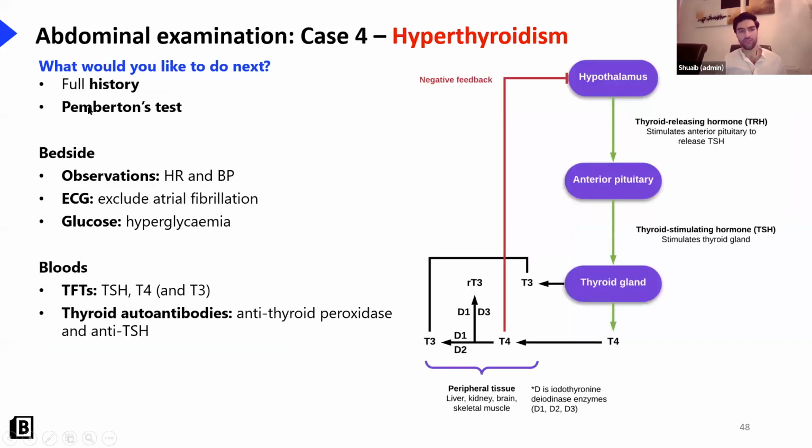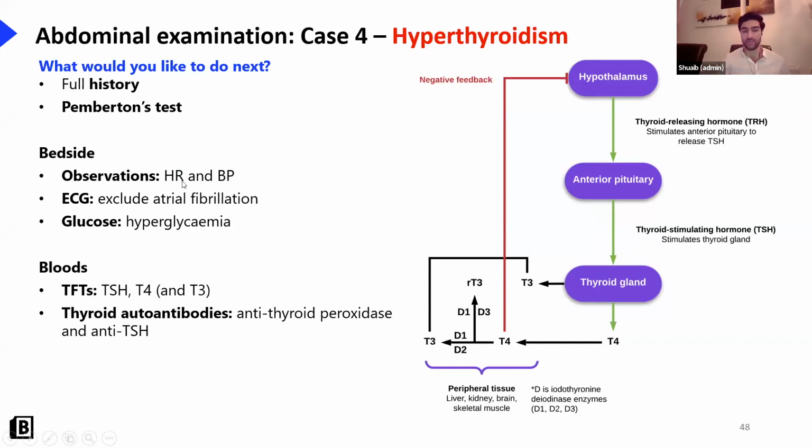So what would you like to do next? A full history and Pemberton's test. I got asked to perform Pemberton's test in my final examinations, and that's where you ask the patient to lift the arms above their head and you check to see if their face goes red. If the patient has a massive thyroid mass, you get compression of the superior vena cava, and when they raise their hands above their head, they get obstruction of the superior vena cava, and that causes their face to go red. So that's known as Pemberton's sign, and it's looking for superior vena cava obstruction secondary to a thyroid mass.